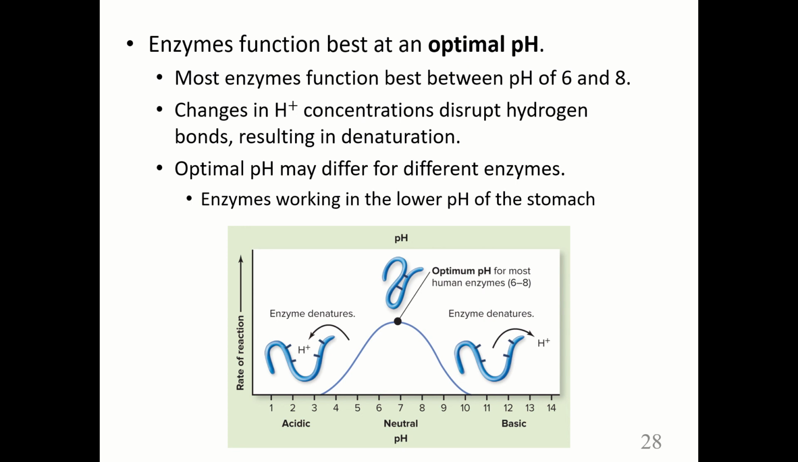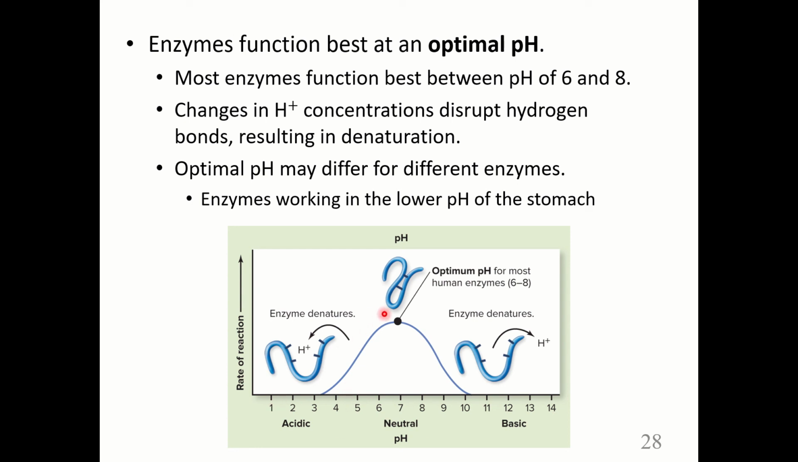Enzymes function best at an optimal pH. Most enzymes function best between a pH of 6 and 8. Changes in hydrogen ion concentrations can disrupt hydrogen bonds, resulting in denaturation. Optimal pH may differ for different enzymes. For example, the enzymes working in the lower pH of the stomach will have an optimal pH of about 2 or lower.